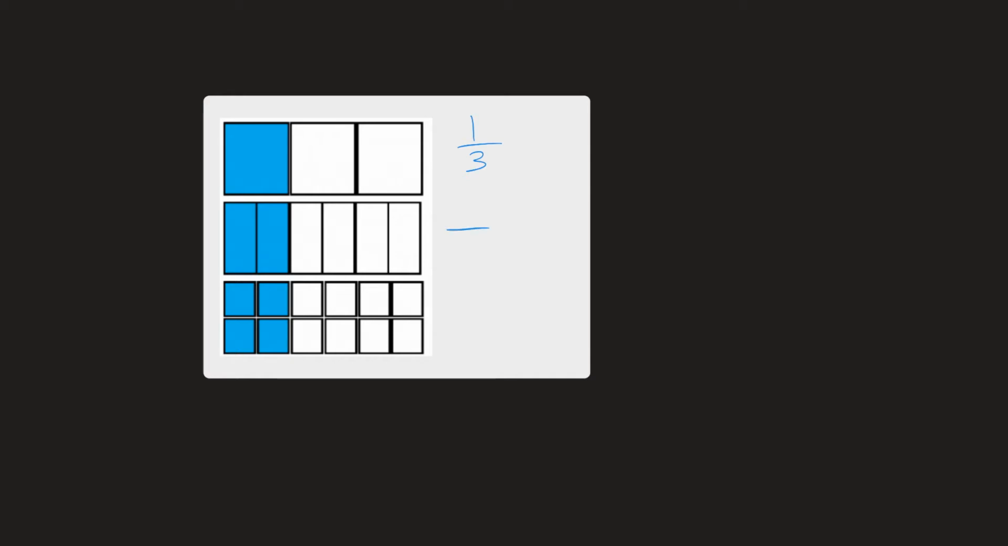The next shape, it's been broken into 6 parts and 2 parts have been shaded in. And the final one, it's been broken into 12 parts and you can see 4 parts have been shaded in. So what we can say is that a third is equivalent to 2/6, which is also equivalent to 4 over 12. And you can see this by the objects that the exact same part of the rectangle is shaded in.